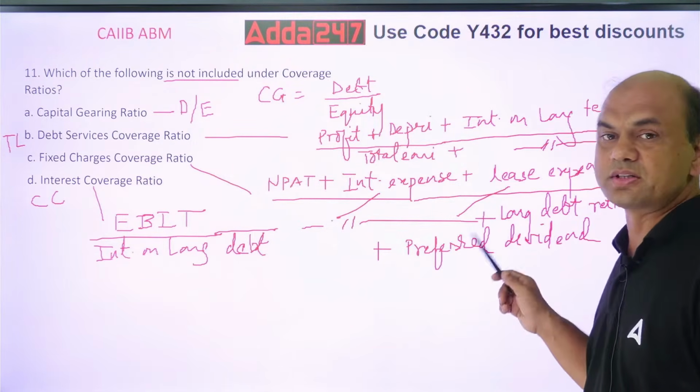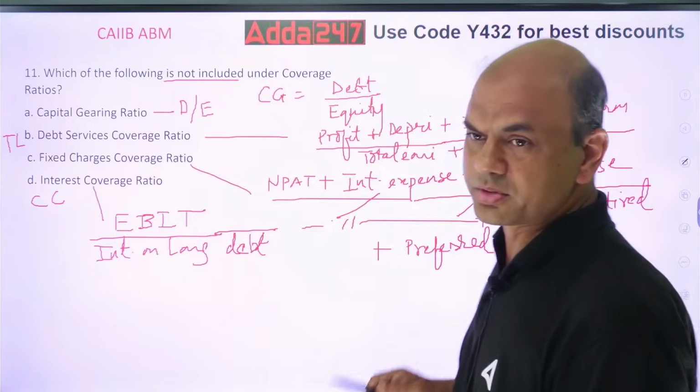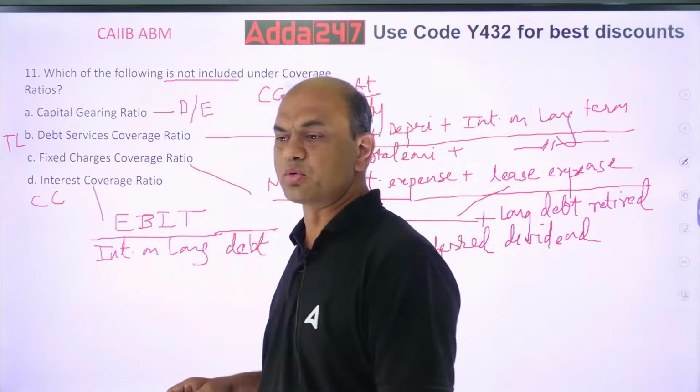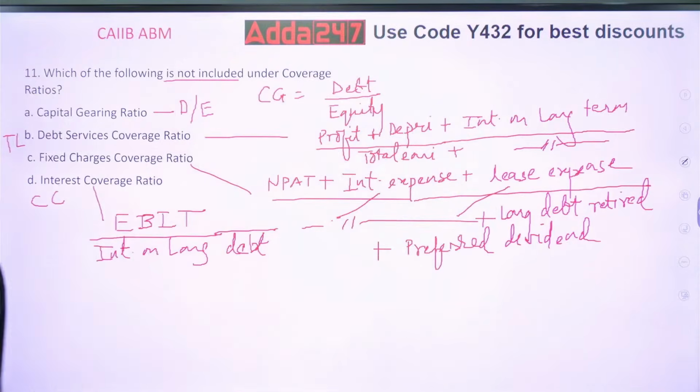See, this ratio is a new one. It is not there too much in the books. But you have to look at it. Kindly write down the formula which is given. Write down the formula given over there. NPAT plus interest expense plus lease expense upon, these two are again added.